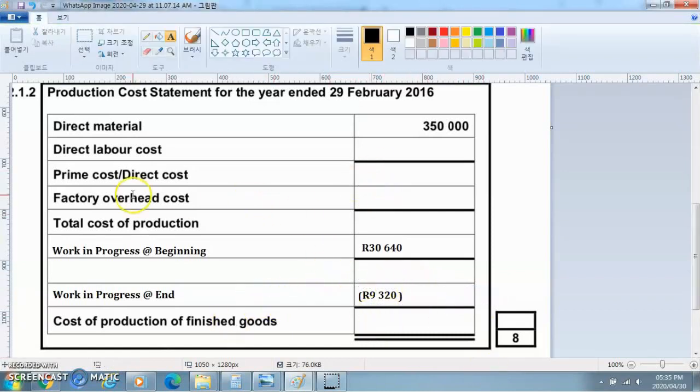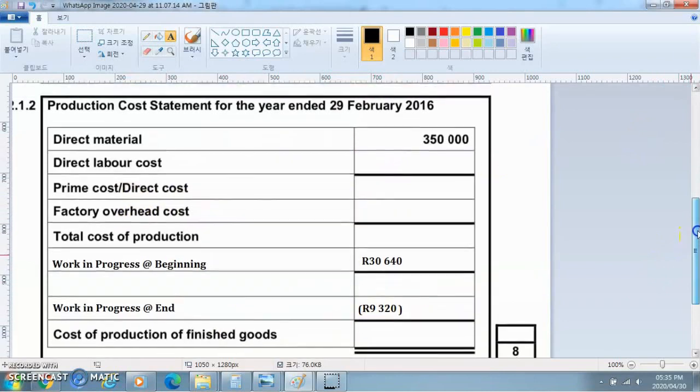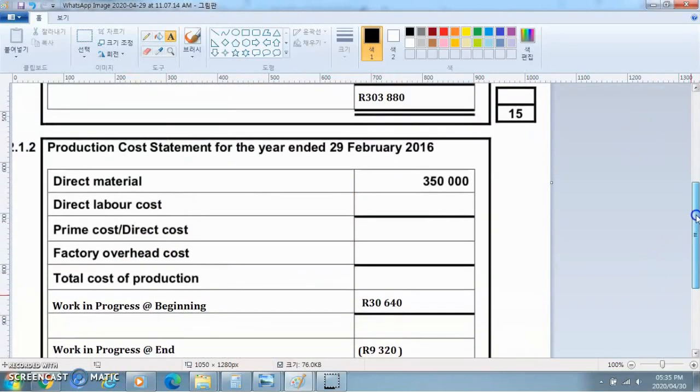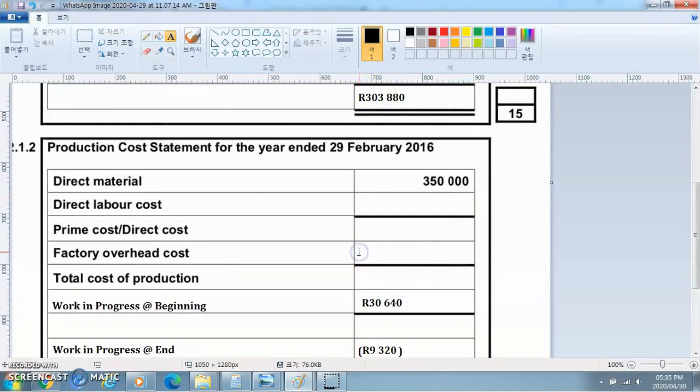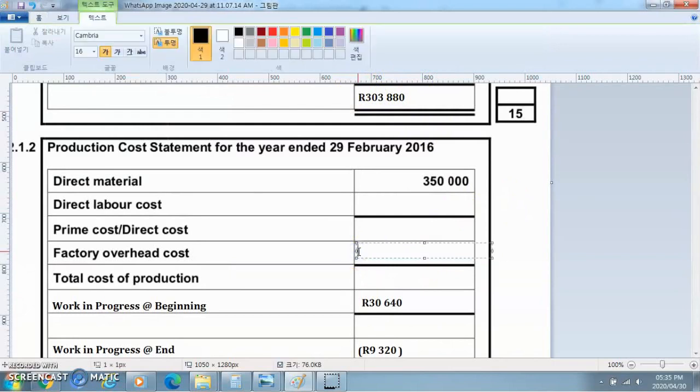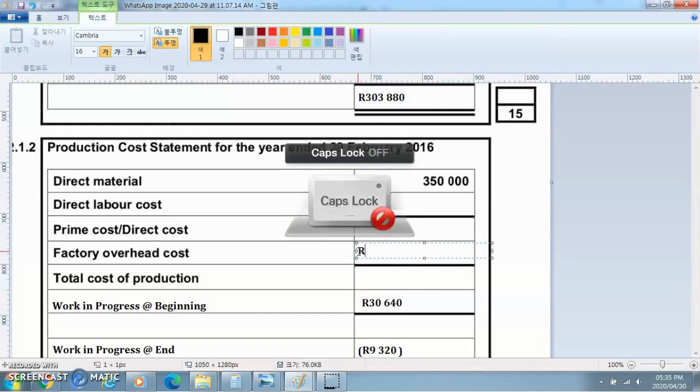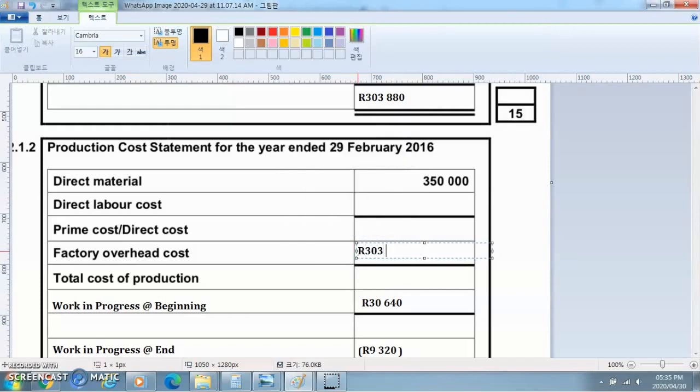The next step now is to put in the numbers for my factory overhead. Remember, we were able to work out our factory overhead cost, right? This is the factory overhead. So the factory overhead that you worked out at the top here, we'll just put in here as it is. So we put in the factory overhead, which is 303. I keep saying 330. 303,880. Awesome. So we put this here.